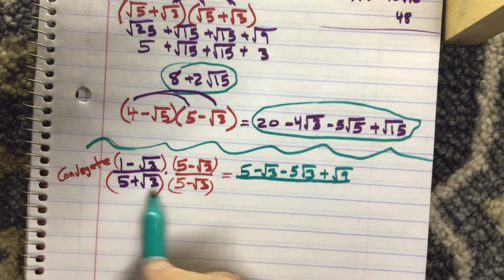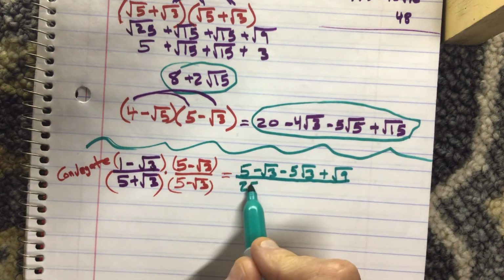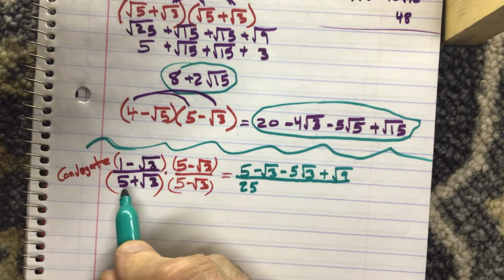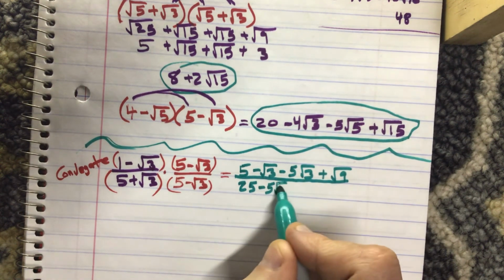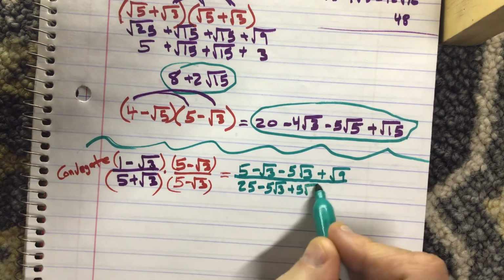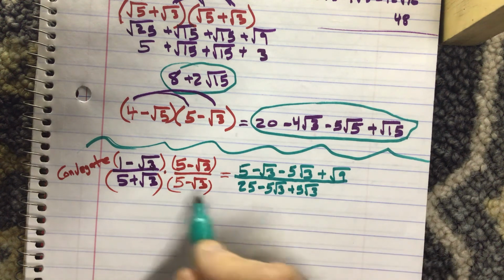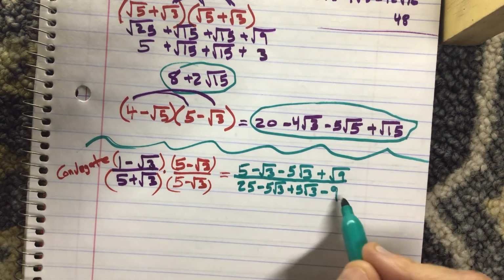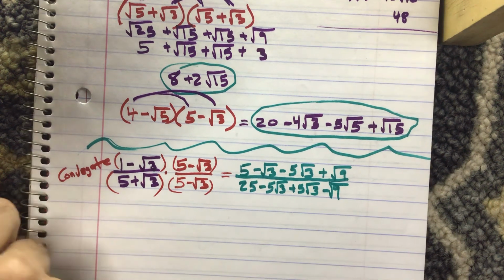Here, this is going to be the difference of 2 squares. So you're going to have 5 times 5 is 25. The middle terms are going to disappear because you're going to have 5 times negative radical 3 and 5 times positive radical 3. You can see they cancel each other out. And then radical 3 times radical 3, that's a positive times a negative, square root of 9. And now I just want to reduce my answer.